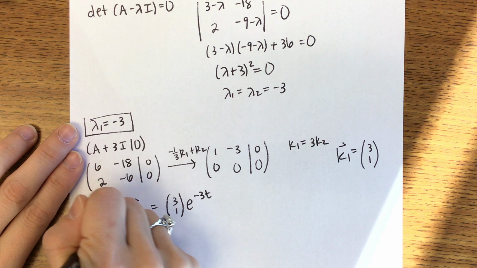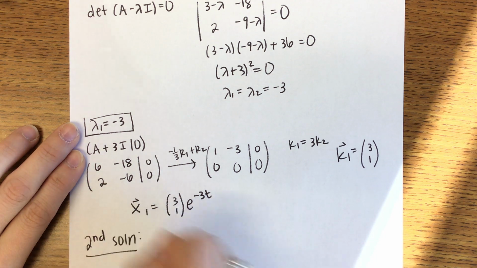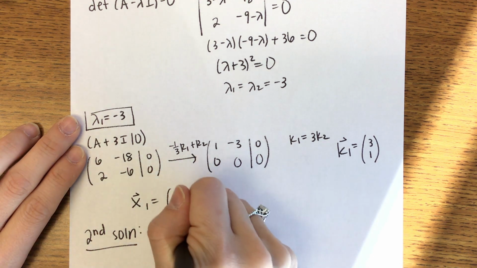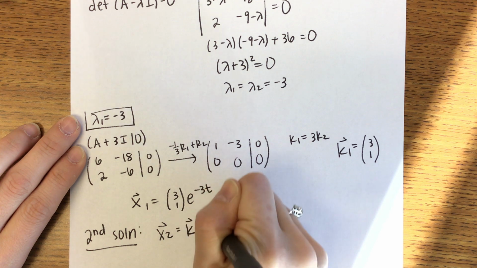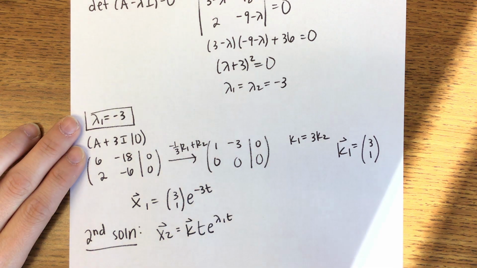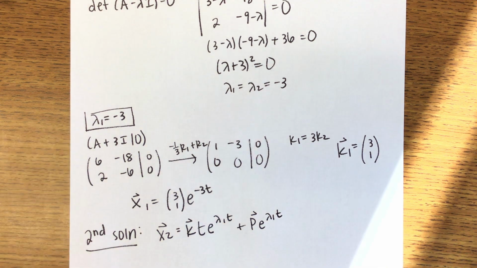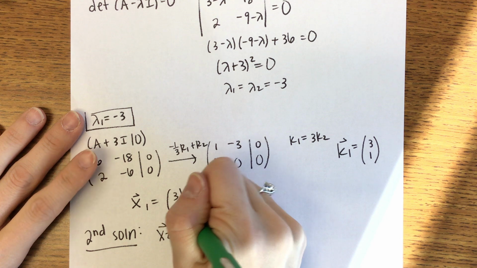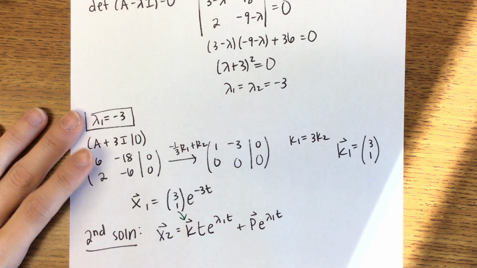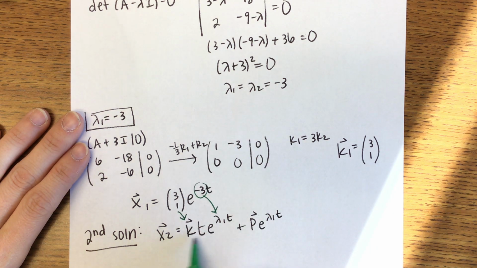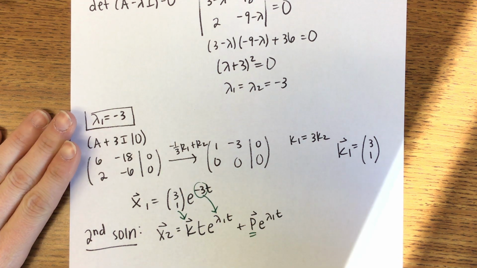Okay, here's what the second solution is going to look like. The second solution will be of the form x2 is equal to K t e to the lambda 1 t, add P e to the lambda 1 t. Okay, so I'm going to point out a few things. This is K, negative 3 is the lambda. So this solution, we already know what it's going to be. It's going to be this K, t, that e. P is what we need to find.